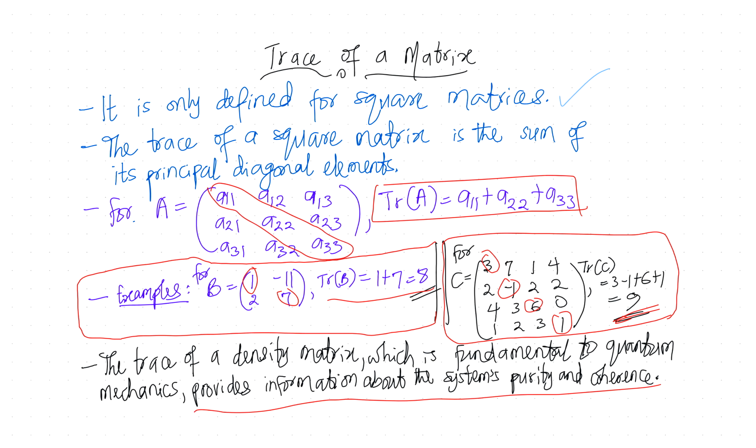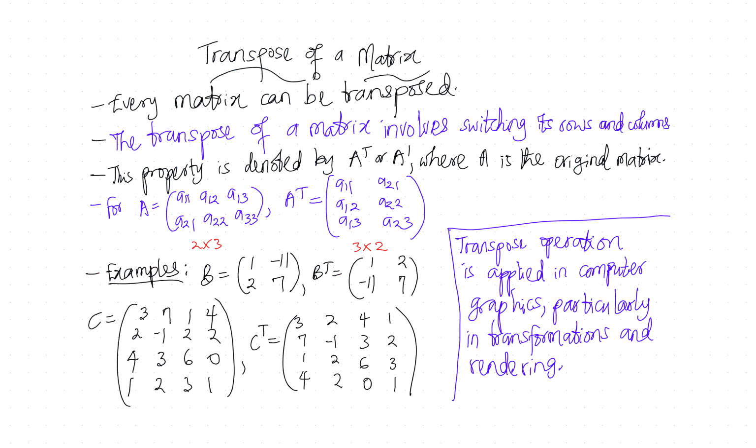So we move on to another very interesting concept, which is transpose. The transpose of a matrix is applicable to every matrix. Trace could only be found for a square matrix, but for transpose, every matrix can be transposed. Every matrix has a transpose, okay?